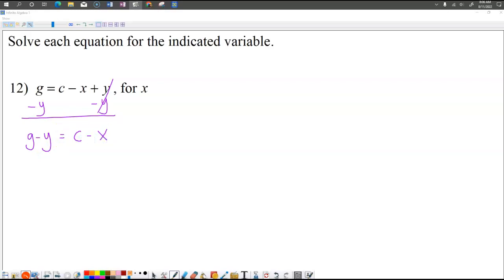Now I want to get rid of that c. And that c is not being subtracted from x. The x is being subtracted from the c, so that's a little bit different. So that means that the c is positive, which means it's being added to the x, but the x is actually being multiplied by a negative 1, so you might want to keep that in mind. So to get rid of the c, I'm going to subtract c on both sides.